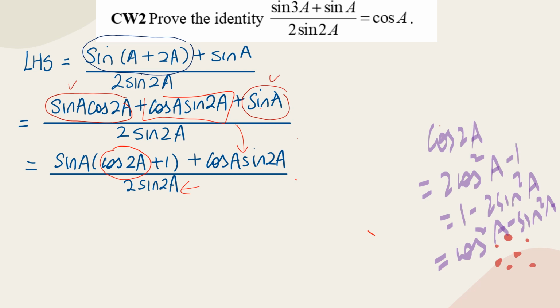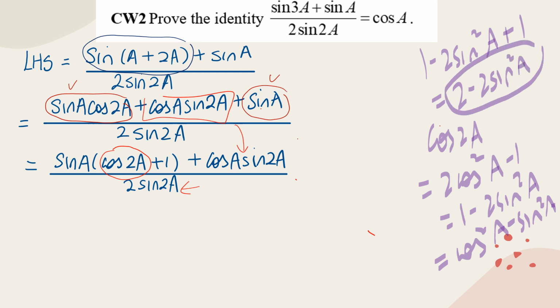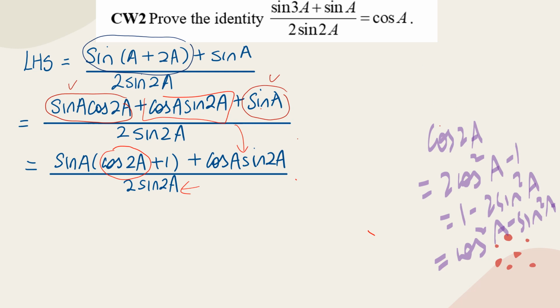So if you're going to use, let's say, 1 minus 2 sine squared a, and then plus 1, you end up with 2 minus 2 sine squared a. So it did not actually simplify it. You start off with two terms, cos 2a plus 1. Cos 2a is one term, 1 is another term. So you started with two terms, and you still end up with two terms. So it's not simplifying things for you.